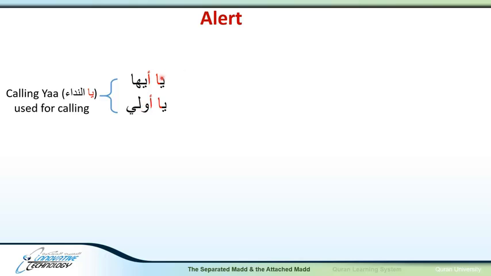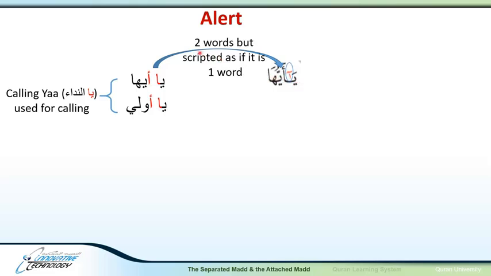Notice that these two words can be scripted in the Quran as if they are one word, like this, with a small alif on the Ya. So this appears as a single word of Ya Ayyuha, but in reality there are originally two words. Similarly, Ya Uli could be scripted in Uthmani script as if it is one word, but in reality it's originally two words.